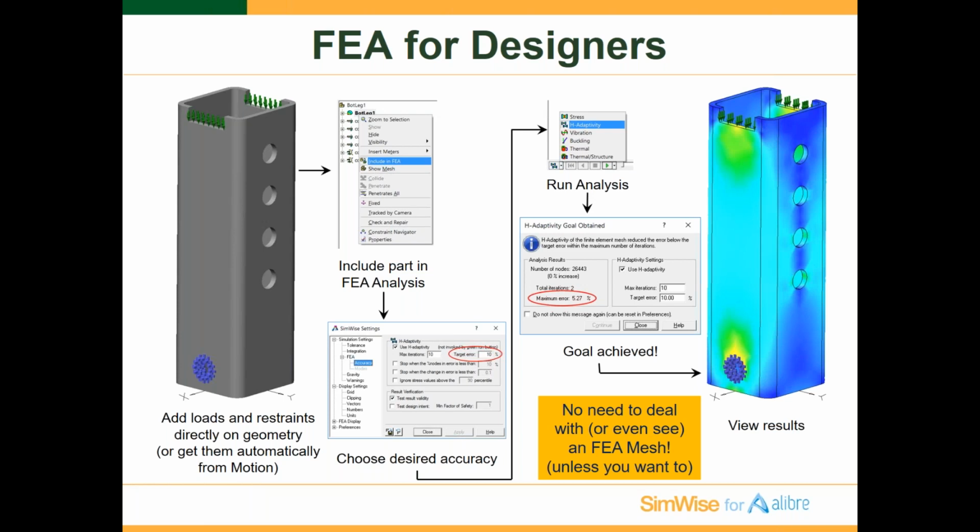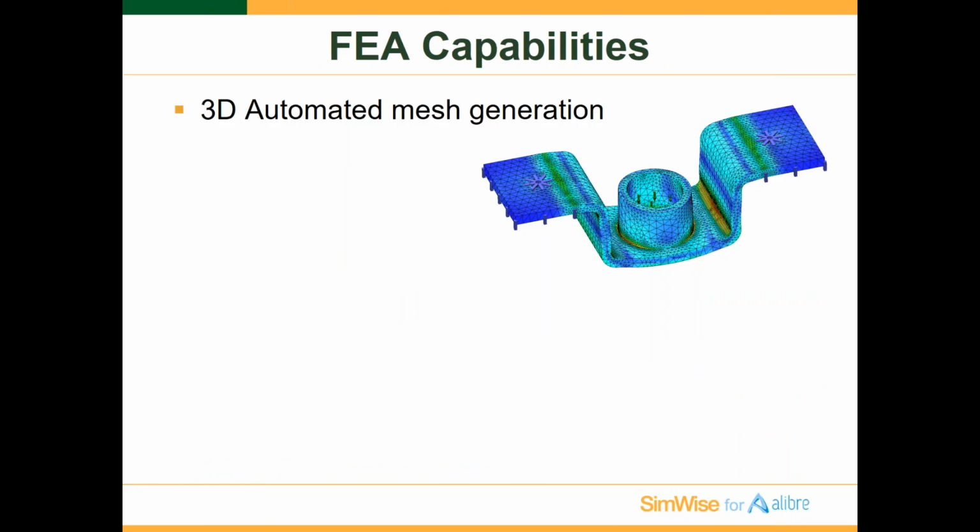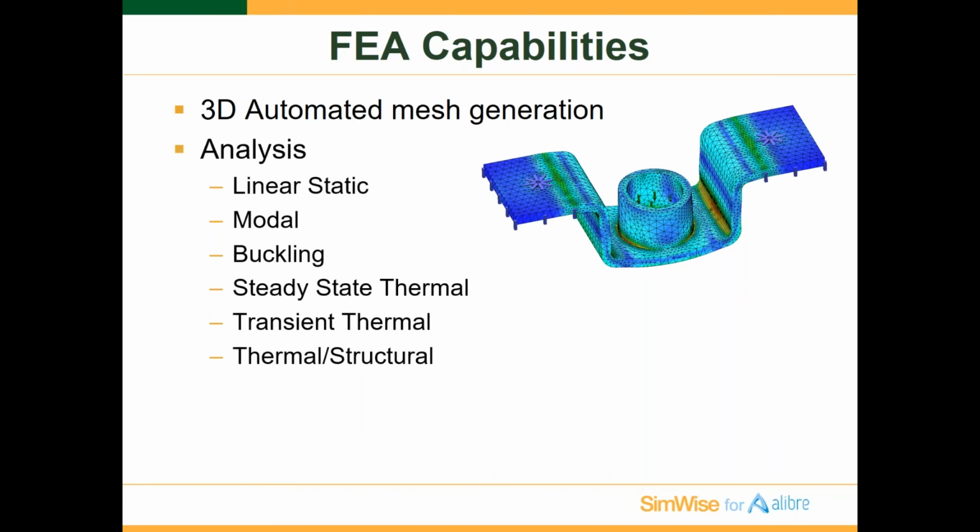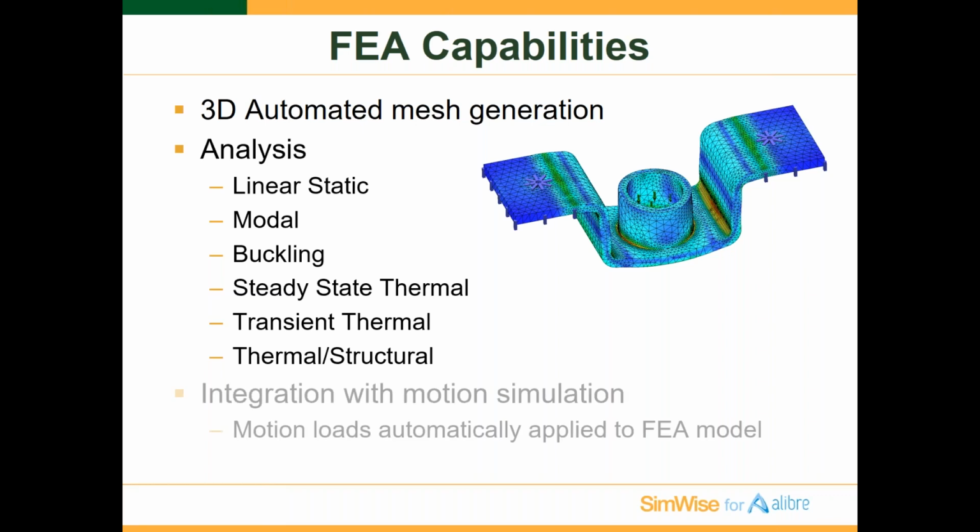And then, of course, I can look at the stress results. And during this whole process, I don't even need to see the finite element analysis mesh unless I want to. So we've got a pretty powerful 3D automatic mesh generator, and we support these analyses: linear static, modal, which is natural frequency, buckling, both steady state and transient thermal, and a combined thermal structural analysis. And we're in the process of working on frequency response analysis for release later this year.